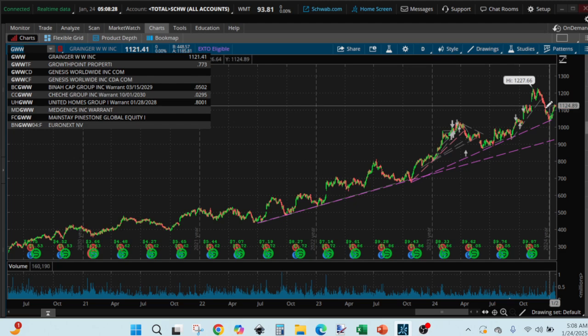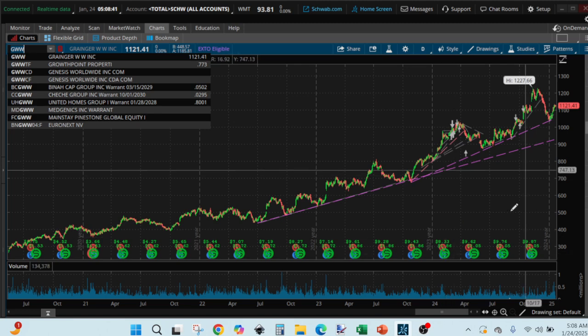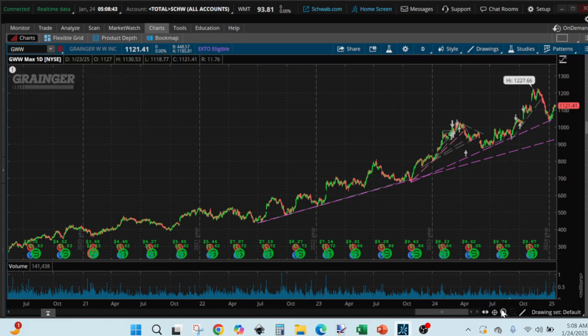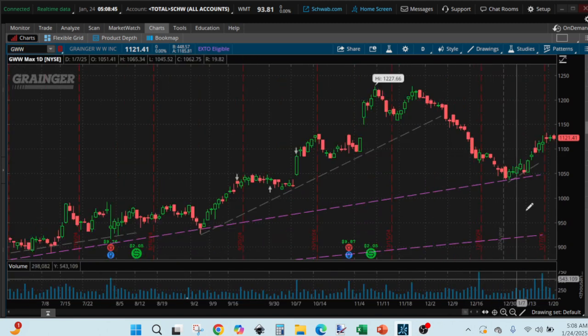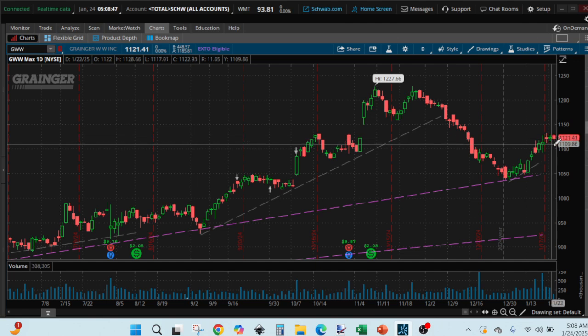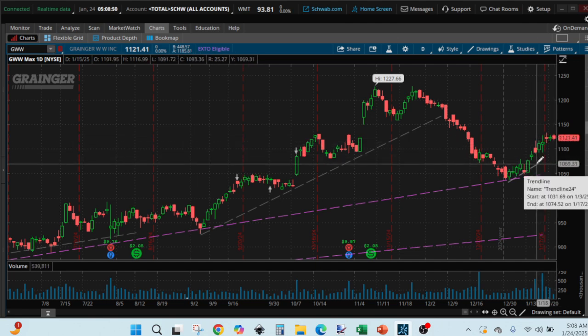So GWW is at this trend line. It reached that trend line, and either one of those trend lines is a buying point. We highlighted yesterday to buy, but yesterday the price went down, so we didn't buy it. So if today is a green bar, we will buy.